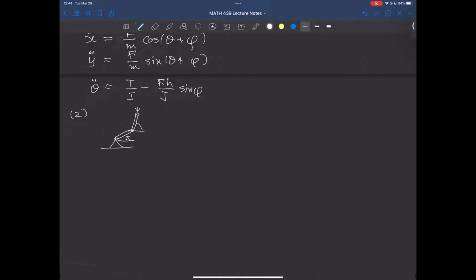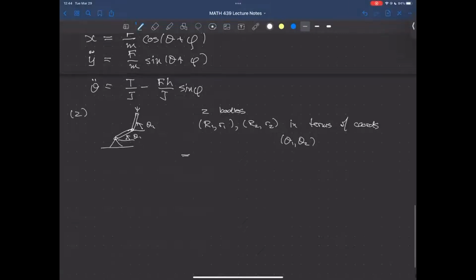So we have the coordinates as usual. Again, let me just remind you of all the stuff that we had. 2 bodies. We had calculated R1 and R2 in terms of the coordinates theta 1 and theta 2. Then we just have a straightforward procedure, which in this case was very simple, for calculating the translational and angular velocities. So we had R1 dot, R2 dot, omega 1, omega 2, and the spatial omega 1, omega 2.